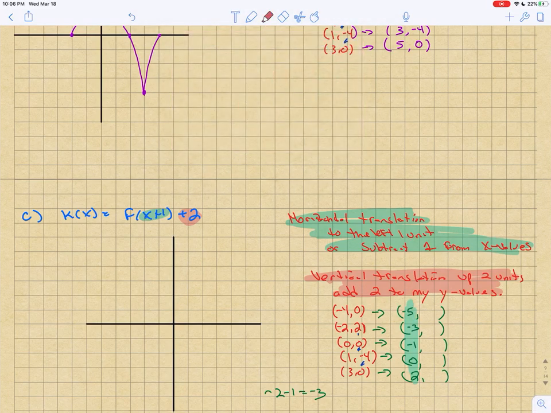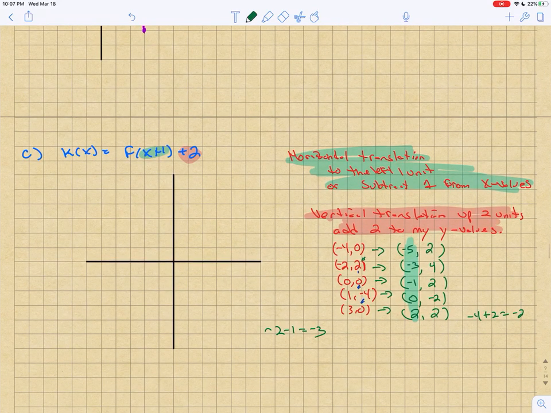Now I'm going to take care of the vertical. And the vertical says add 2 to my y values. So I had 0. I'm going to add 2 to it. That becomes 2. I had 2 here. I'm going to add 2 to it. It becomes 4. I had 0. I add 2. It becomes 2. -4 plus 2 is -2. And then I had 0. When I add 2 to it, I get 2.